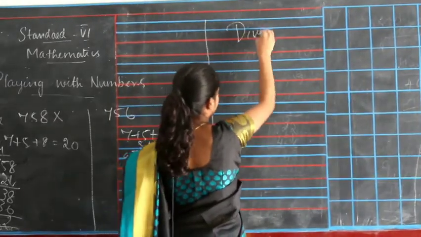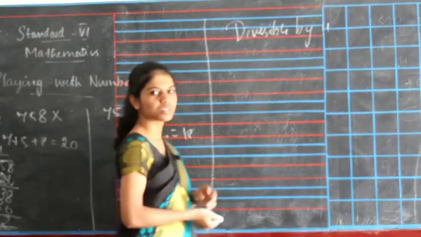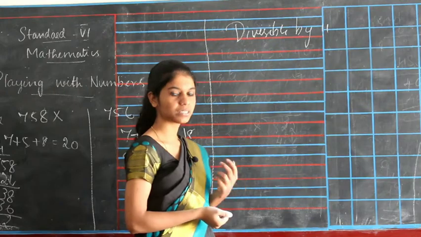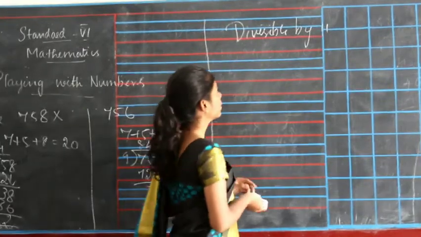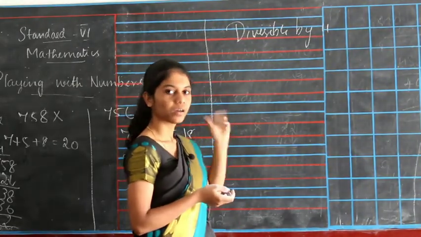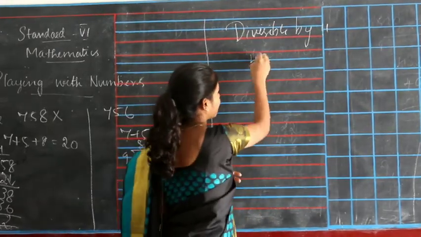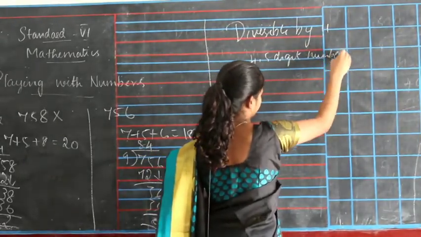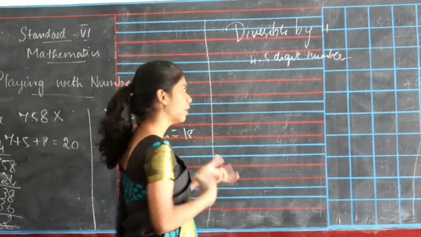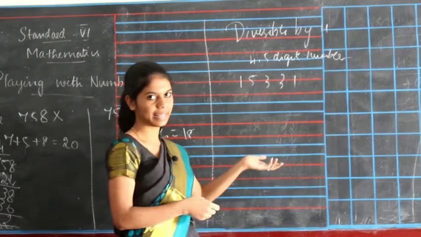So, we are going to the last one, divisibility by 11. In order to find whether a number is divisible by 11 or not is very simple. For smaller numbers you have to divide by the normal method, but for larger numbers like 4 digit or 5 digit numbers, you have a technique. Okay, what is it? I'll tell you. 1, 5, 3, 3, 1. This is an example which I am taking.